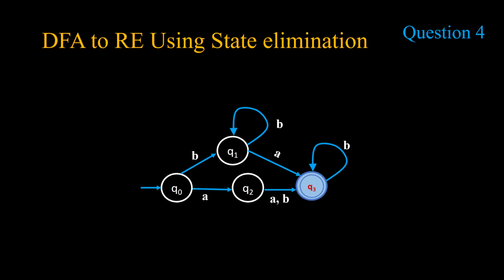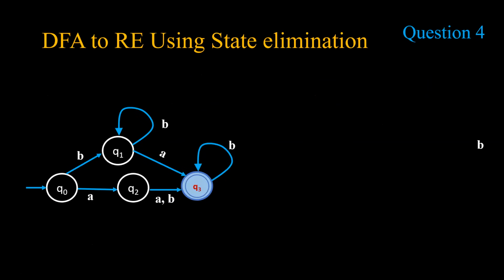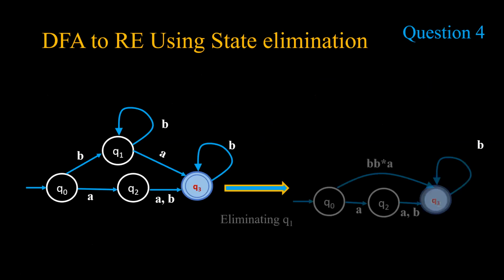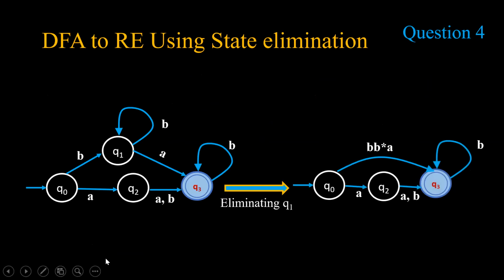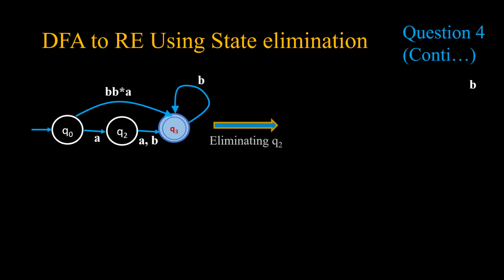Now we come to the question in which we have four states, Q0, Q1, Q2 and Q3. So we will eliminate Q1 and Q2 step by step. First, we will start with elimination of Q1 state. At Q1 state, we have one in move from B, one out move to Q3 on A, and a self loop of B star. So if we eliminate Q1, we will get all these three in concatenation, that is B star A.